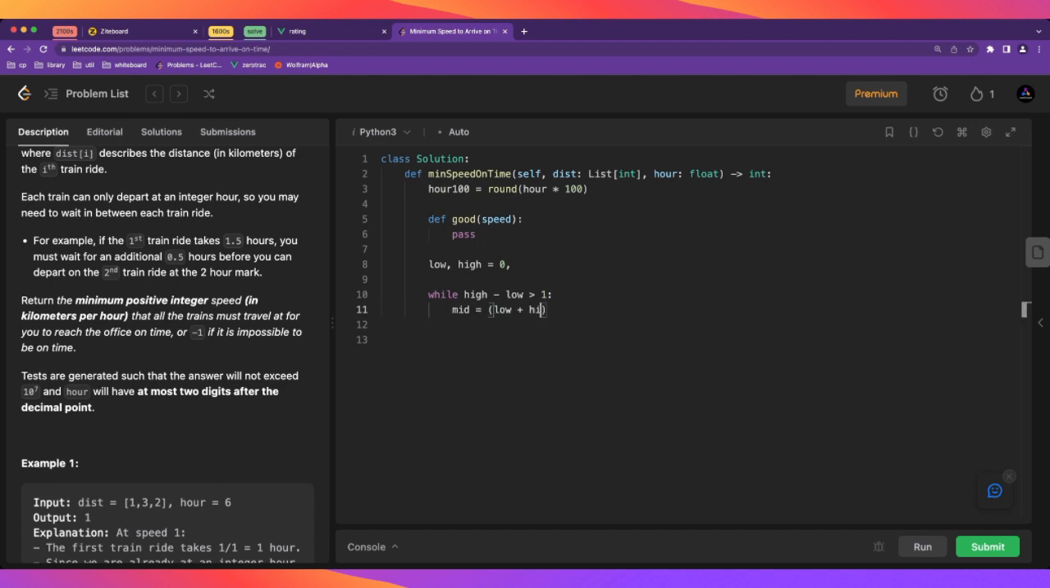So we check the middle, and if the middle is good, then we set high to it, since high is always good. If the middle is not good, then we set low, and high is what we're looking for. So you can code this by, it's always the same idea.